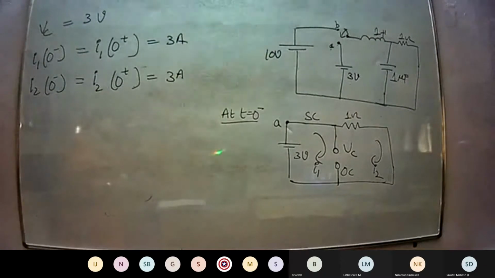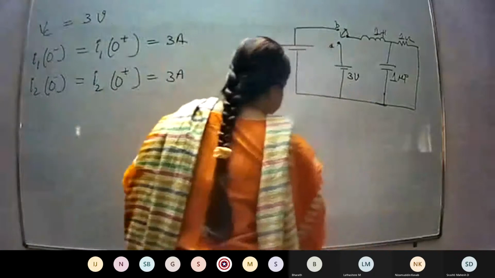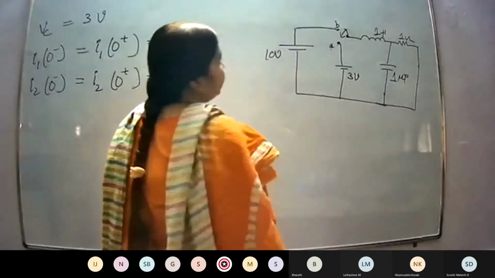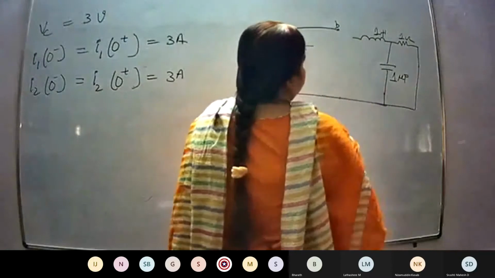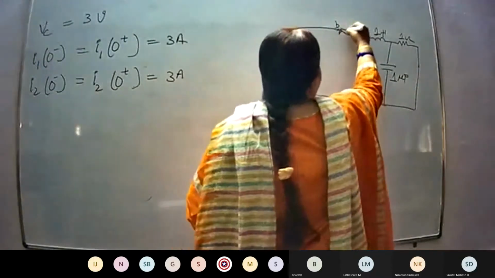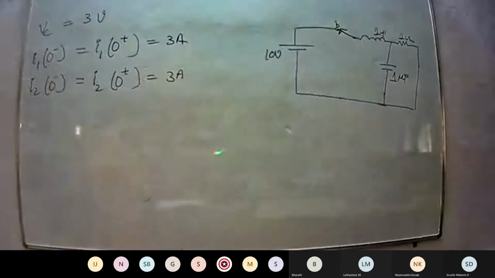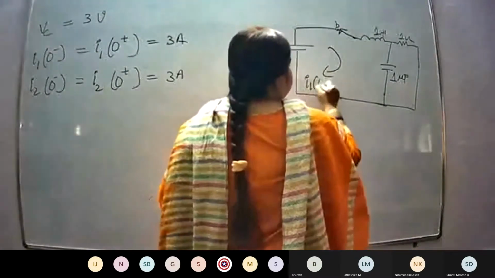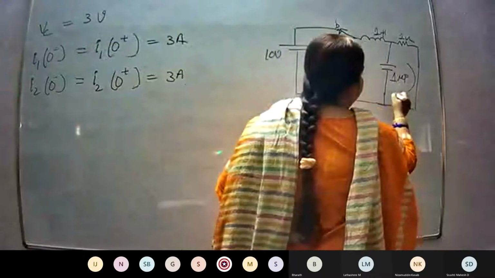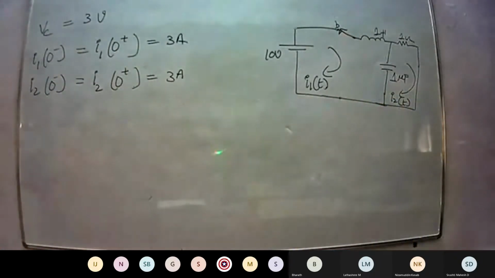Now where is the switch? The switch is at position B. I will just rub this. At t equal to 0 plus, the switch is at position B. So now nothing to do with A. The switch is connected to position B. I think you can see it. The network I have put. So again, just write the two currents here, I1 of t and I2 of t.